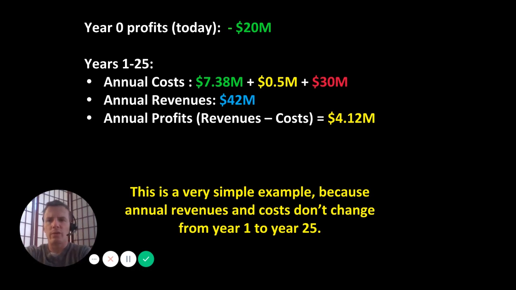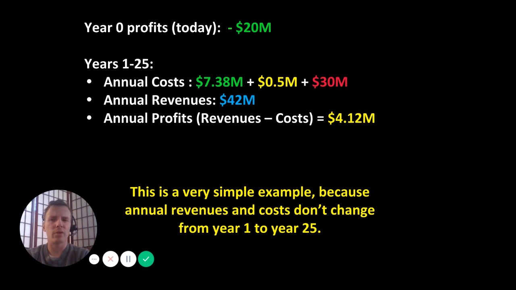And then in years 1 through 25, the firm experiences annual costs of $7.3 million, and that's the principal and interest payments on the debt that it borrows initially in year zero to build the project. So that's the annual mortgage payment, in other words, on that $100 million debt that the firm acquires. Operational cost of $0.5 million, and then fuel costs, buying the coal for the power plant, of $30 million.